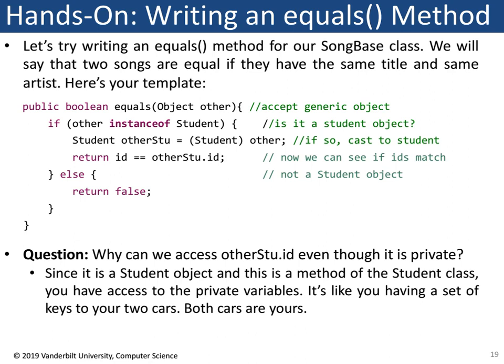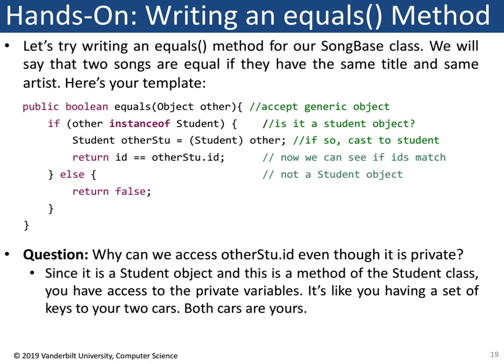So the syntax looks like this. other, which is the name of the object parameter, instanceof, all one word, all lowercase, and then the name of the class that we're comparing it to. So other instanceof Student. This is a Boolean expression. It will evaluate to true if other is an instance of Student, or false if other is not an instance of Student.